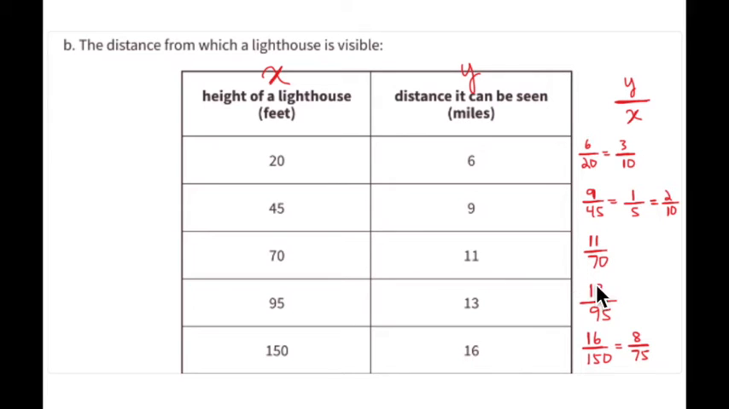11/70ths, you can't simplify that anymore. 13/95ths, that cannot be simplified anymore. And 16/150ths simplifies to 8/75ths. So these are all pretty tough fractions to deal with.